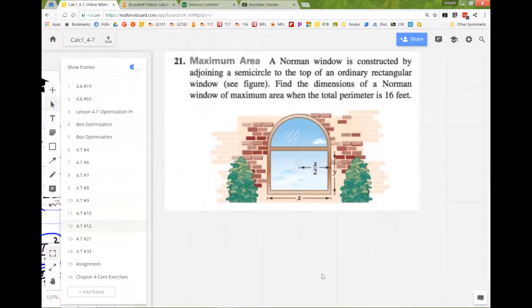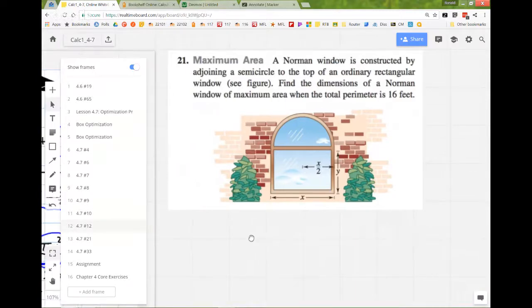A Norman window, evidently that's the name for that window. A very beautiful window. It's got this semicircular top. And for all practical purposes, you can kind of forget about the fact that there's a seam here. It says, find the dimensions of a Norman window of maximum area when the total perimeter is 16 feet. So the perimeter is given to be 16 feet, and we want to maximize the area. So we have the biggest possible window.